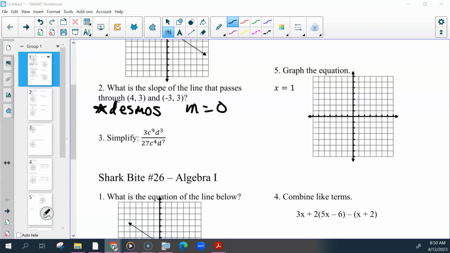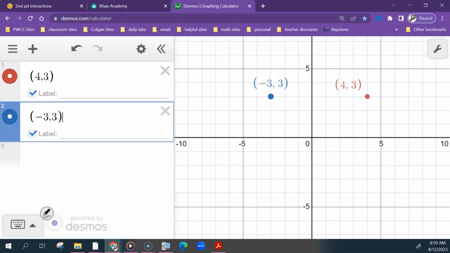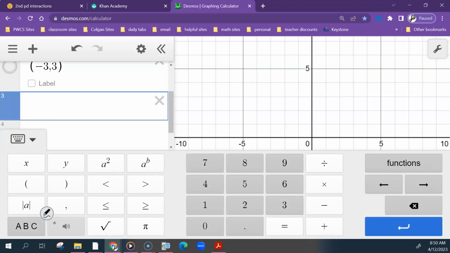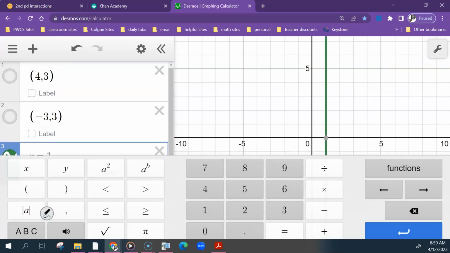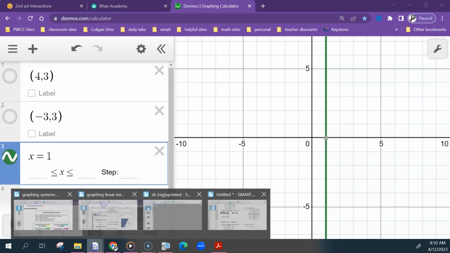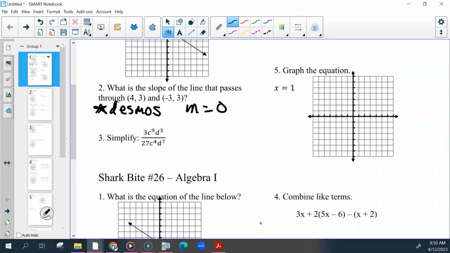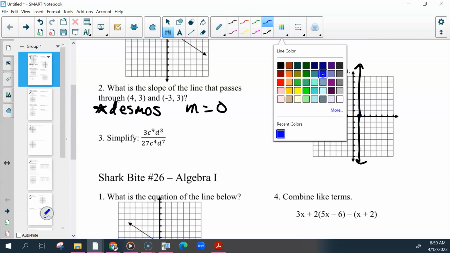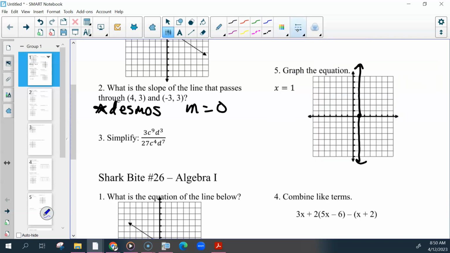For number 5, we had to graph the equation x equals 1. So that would be a straight vertical line at 1. And Desmos could help us figure that part out. Okay. And then we'll do 3.